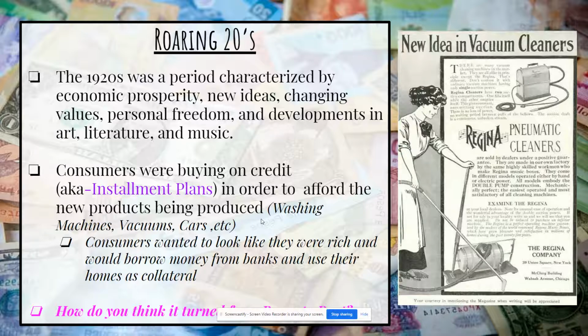They wanted to look like they were rich, so they would borrow money from banks and use their homes as collateral. Well, if you can't afford to pay for that car, if you lose a job, and you can't afford to pay for those new inventions you just bought, you mean to tell me you're willing to lose your car or your home because you didn't pay off a product that you bought?